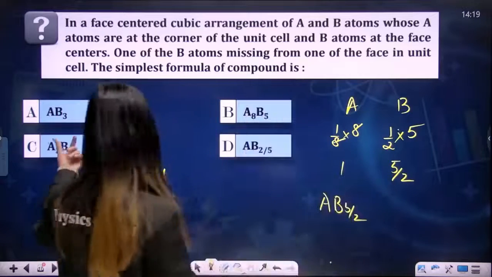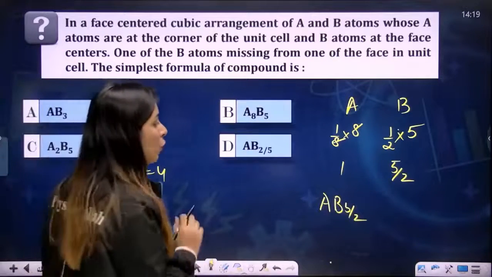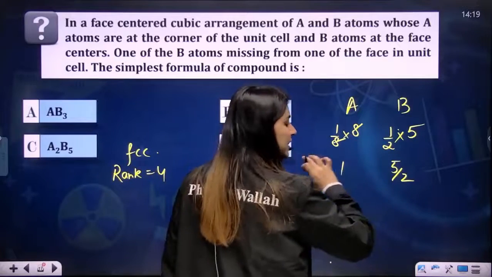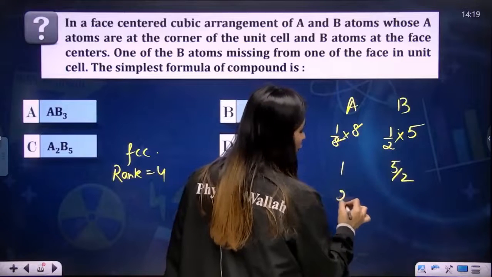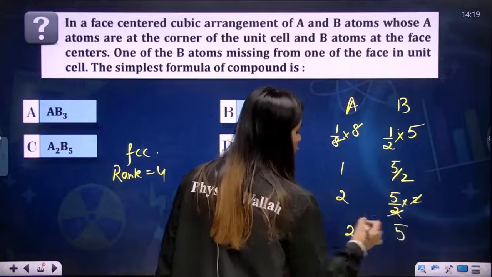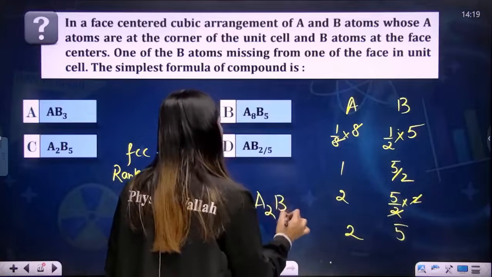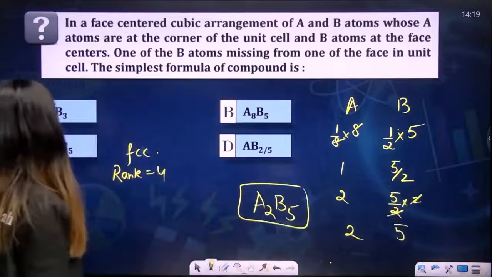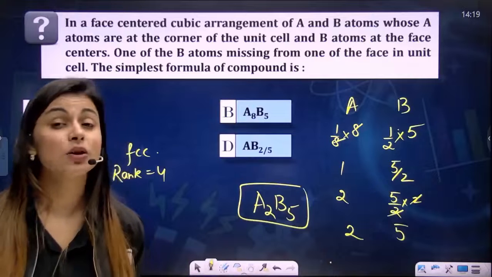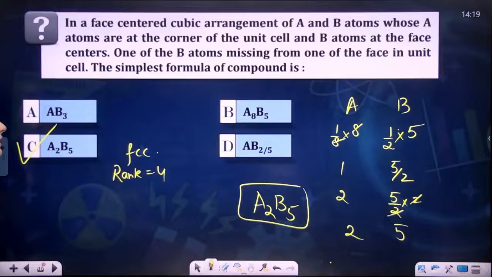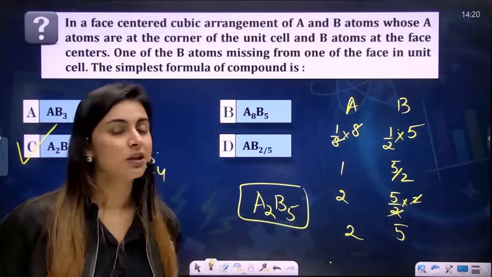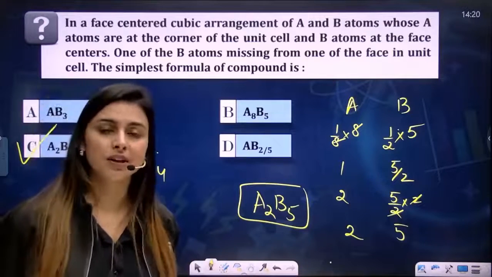Is any formula like this present? No, it is not present. So what will you do? You will have to simplify it a little bit more. Try to multiply. Take the LCM, multiply by 2. So this would be 2. This would be 5/2 into 2. So 2 cancels. So this would be 2 and 5. So the formula would be A2B5. So A2B5 is your correct answer. So yeah, A2B5, that is option C, will be your correct answer. And you have to solve such types of questions seeing the options. Okay, whether you have to simplify it or not, just check the options and accordingly calculate your answer.